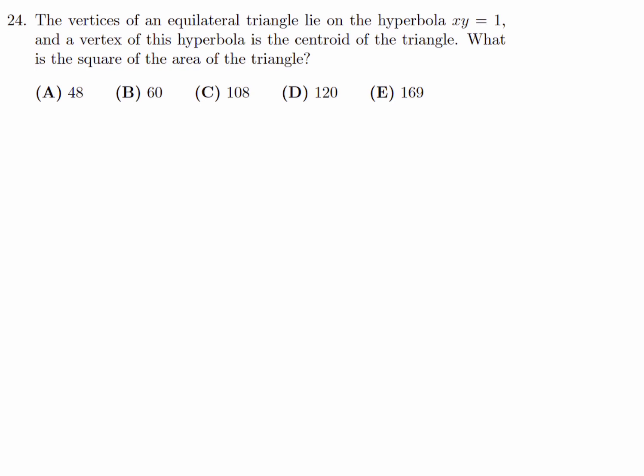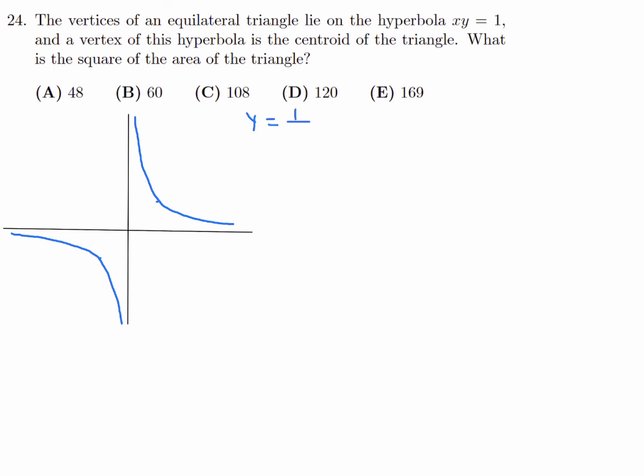The vertices of an equilateral triangle lie on the hyperbola xy is equal to 1, and a vertex of this hyperbola is the centroid of the triangle. What is the square of the area of the triangle? Here is a very rough sketch of the graph y equals 1 over x. And now we have to figure out how to draw this triangle.